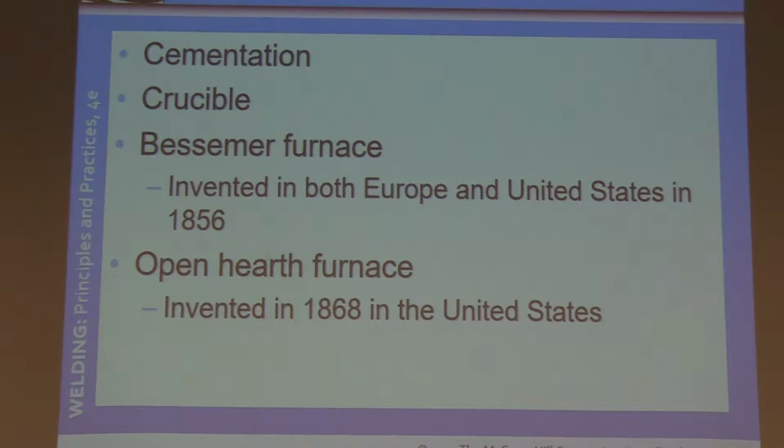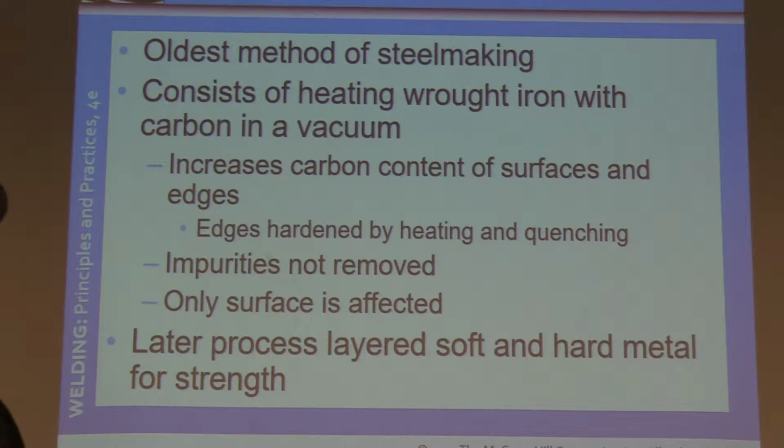Okay, welcome back. Chapter 3, page 51. We're in steel making processes. We're going to jump over to the cementation process. Okay, here it just talks about the different processes that are used within steel making. We're going to break them down individually and go forward. The oldest method of steel making is the cementation process. It consists of heating wrought iron with carbon in a vacuum.